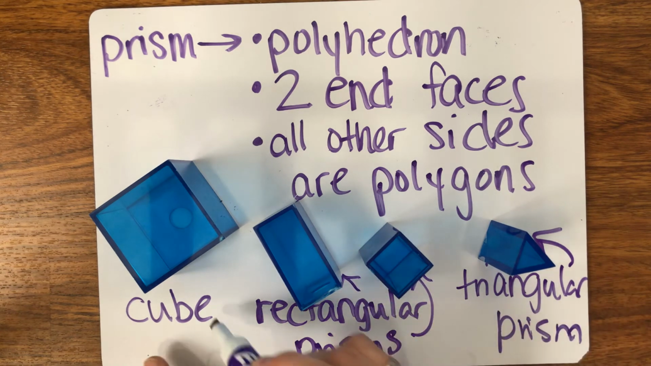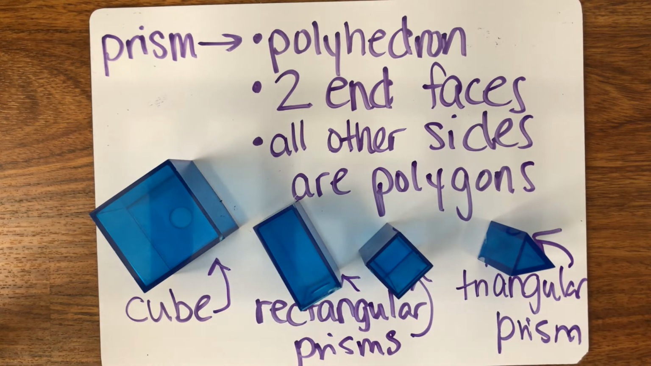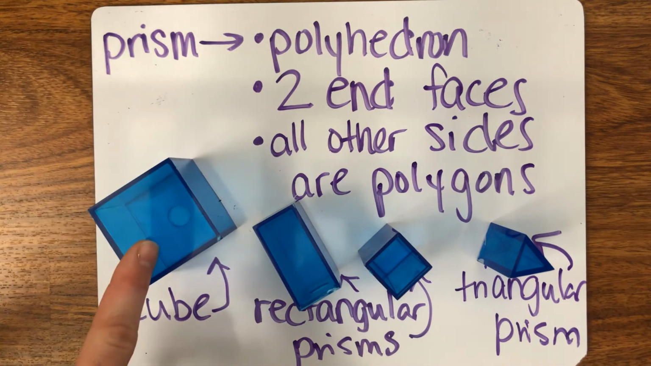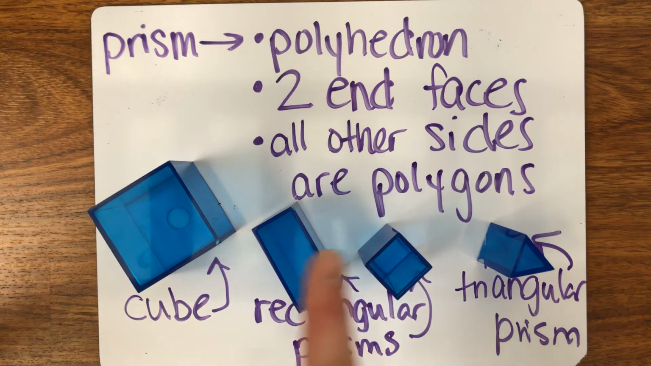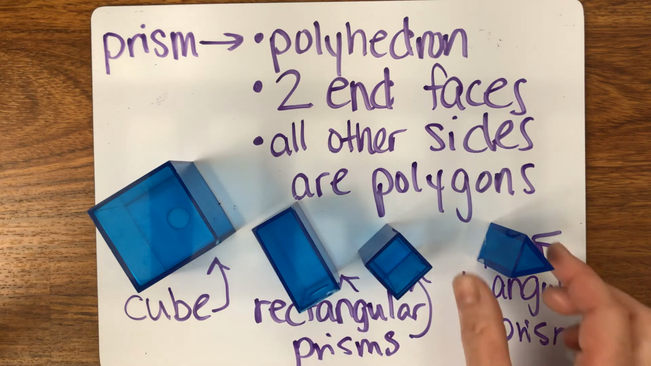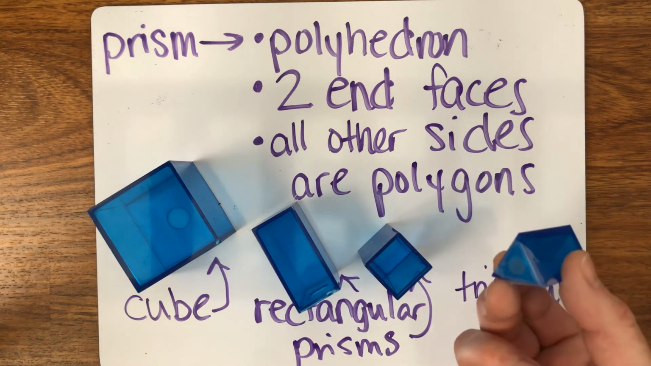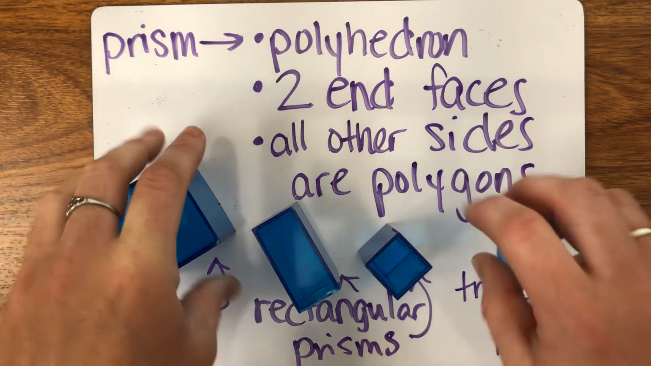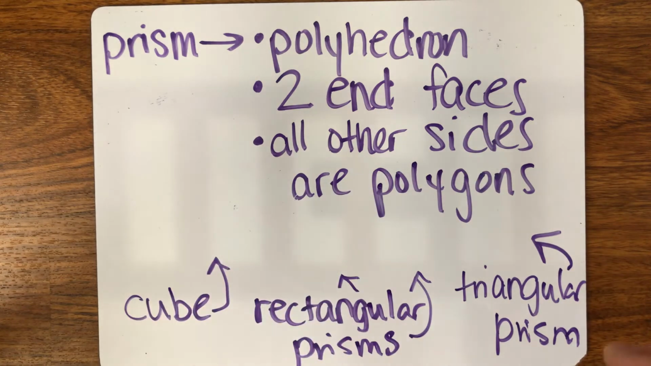So triangular prism right here, rectangular prisms right here, and a cube. So all of these examples fall under prisms, okay? Cube, rectangular prisms, their two end faces are rectangles. Triangular prisms, the two end faces are triangles. All right, so those are our prisms. Now let's look at our pyramids.